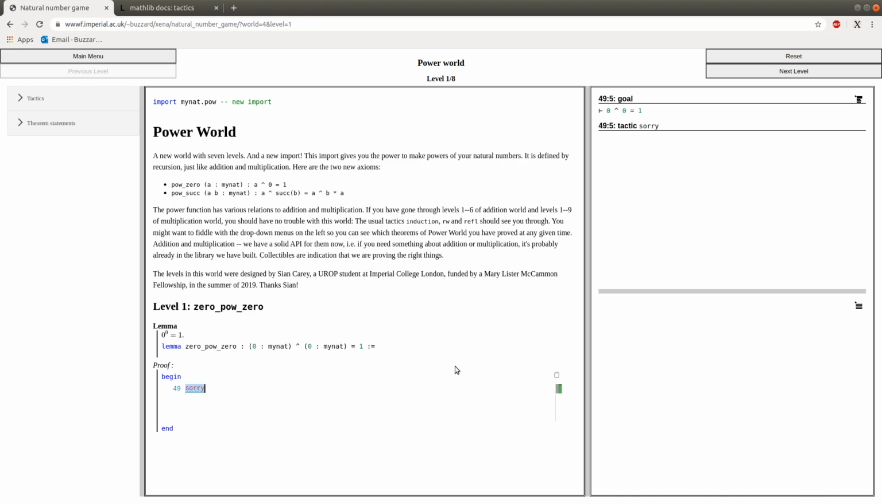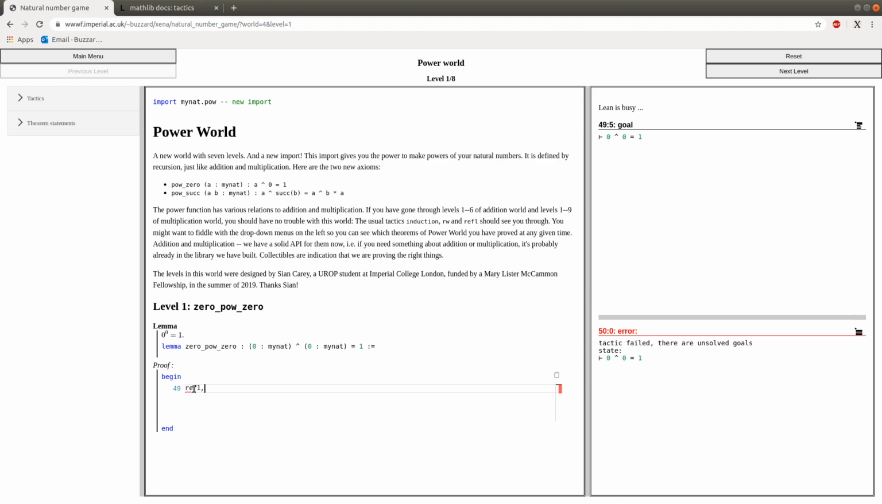So all these levels were written by Sean Carey, who was just this random person that randomly came along from Leeds and said, I want to do some Lean. And I was like, great, help make my game. So here's Power World. 0 to the power 0 is 1. That's true by definition.